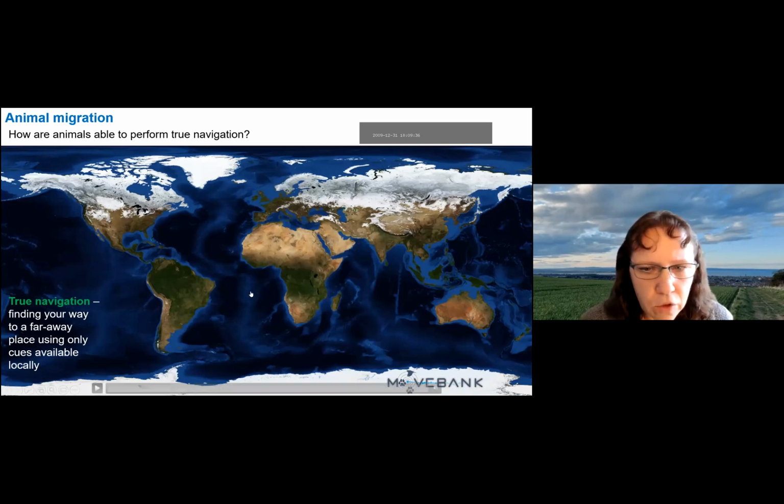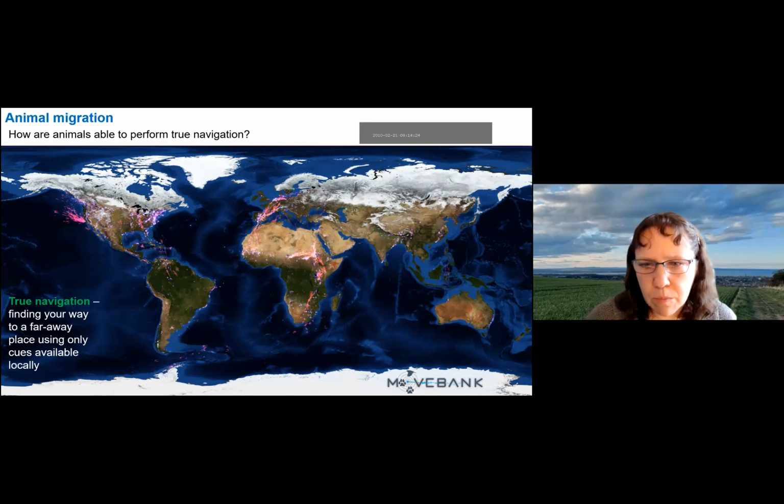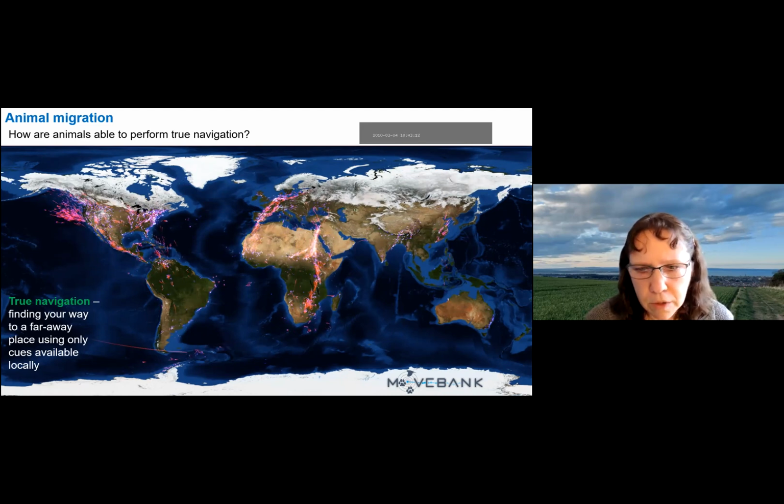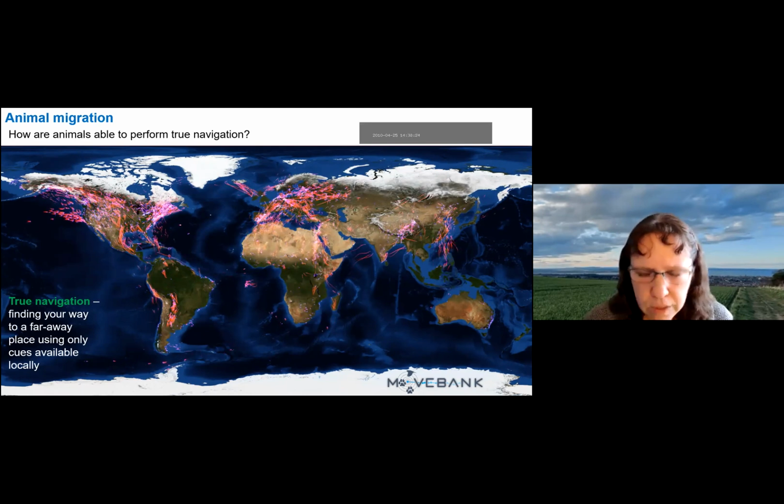And you may not know, but animal migration is a really common thing. So here I have a visualization of tracking data of mostly birds from MoveBank. So this is a data repository from Max Planck Institute of Animal Behavior. And now we are in March, and you can see lots of these birds moving from Africa up to Europe and from South America up to North America. And they will go all the way up to Siberia, and they will spend the summer in Siberia, and then they will go back.